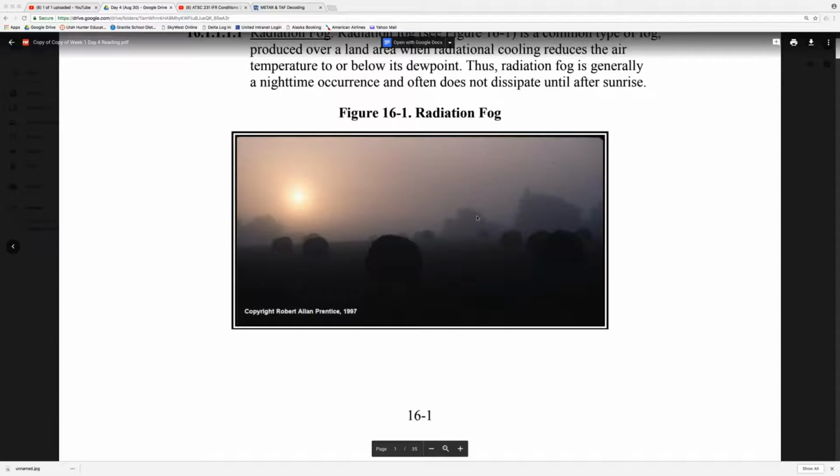You remember? It's when the air is 100% saturated, and it's represented by a temperature. So it's the temperature at which the air reaches 100% saturation. Does that make sense? The way we see it is in a METAR.